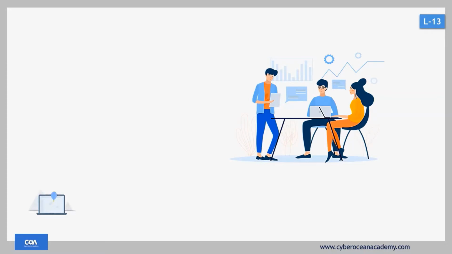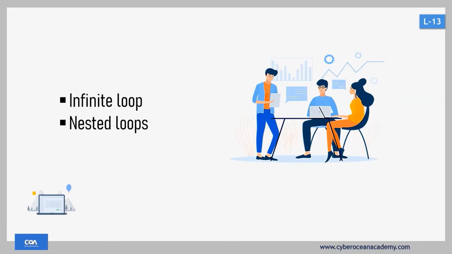In the last lecture, we discussed loop statements, and we saw that there are three loops in C programming: for loop, while loop, and do while loop. In today's lecture, we're going to talk about infinite loop and nested loop. So we will see how an infinite loop works. But first, we will understand the for loop, do while loop, and while loop in more depth.